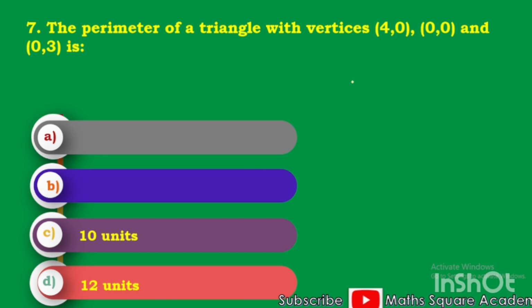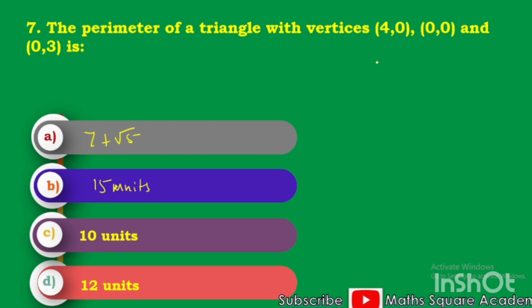So here options are, sorry for the options, there is some mistake here: 7 plus root 5, and one more option is 15 units. Okay, these are the options. So question number 7: we have to find the perimeter of a triangle, right?